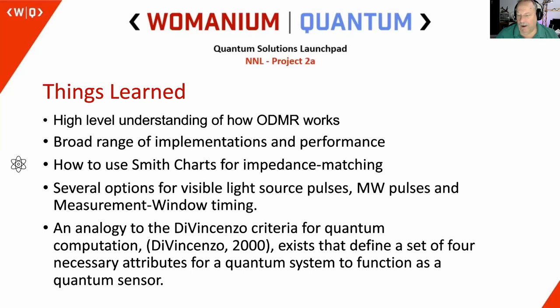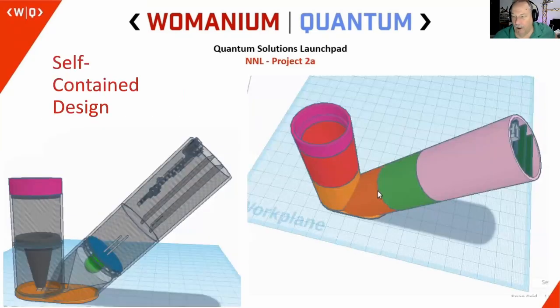We discovered there was an analogy to the DiVincenzo criteria for quantum computation, which he developed in around 2000, and it basically defined a set of 4 necessary attributes for a quantum system to function as a sensor.